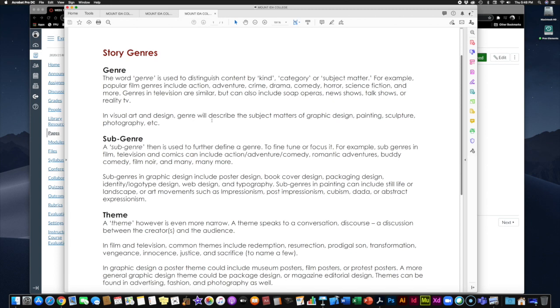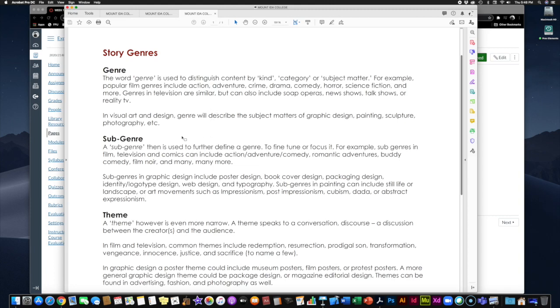Television has similar genres to movies, but they also have other genres that you don't really see in movies, things like soap operas or news shows or talk shows or reality television, right? These are things that are germane just to television. Now, in the world of visual art or design, genre can describe the subject matter of graphic design, painting, sculpture, photography, glass blowing, whatever. All of those can be considered genres or categories of visual art or design.